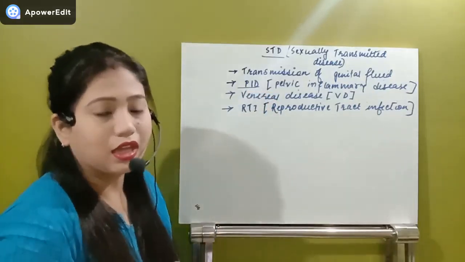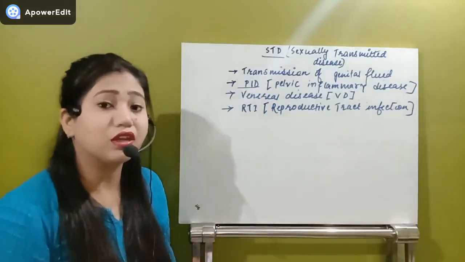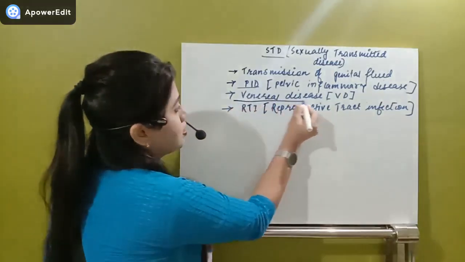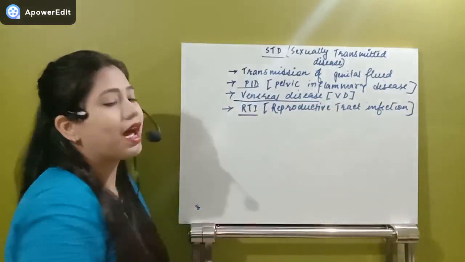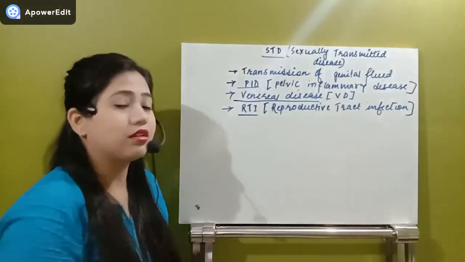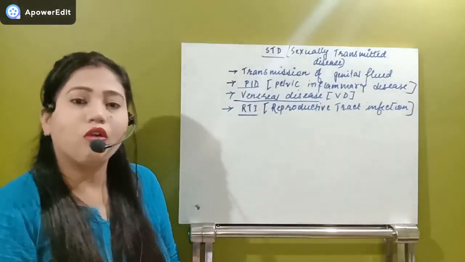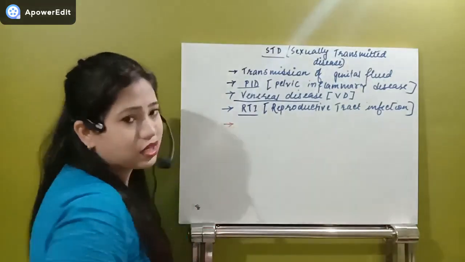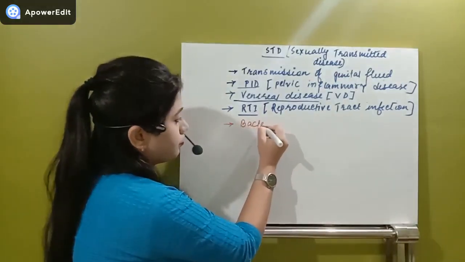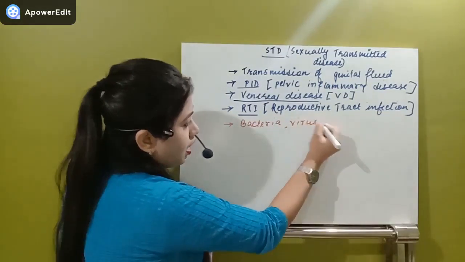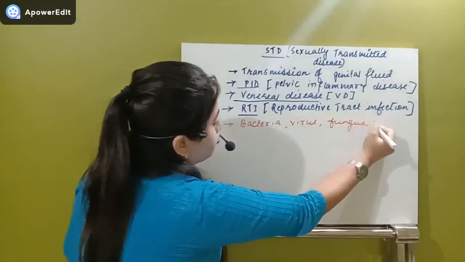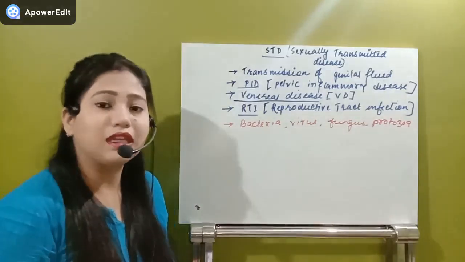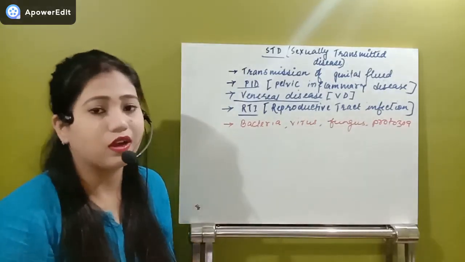Some of the diseases can cause inflammation in the pelvic region. It will include the different parts of the reproductive system. It is also called venereal disease or VD, and it can also be called RTI, or reproductive tract infection. All of these diseases are caused by different types of pathogens. So what do those pathogens include? This can be bacteria, viruses, as well as fungi, protozoa, etc. So these are caused by different types of causative organisms.